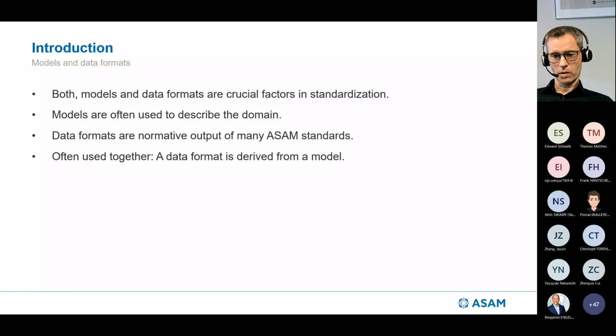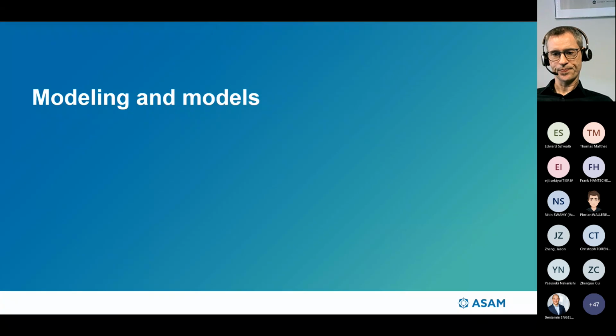We often derive data formats from a model, which means we have some aspects in the model which we later meet also when we define our data format. So this is often the case when we work with data formats and models.